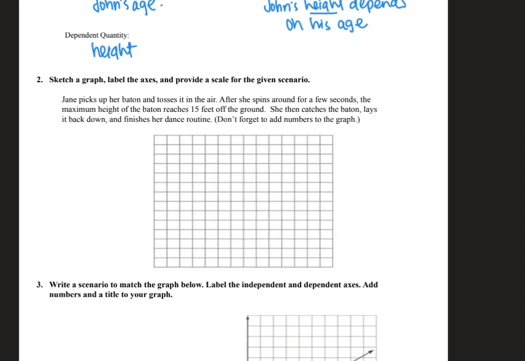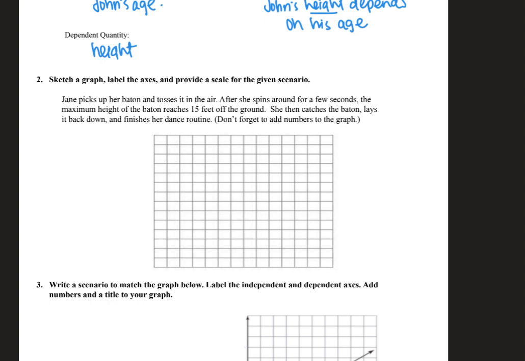All right, number 2, it says sketch a graph, label the axes, and provide a scale for the given scenario. So Jane picks up her baton and tosses it in the air. After she spins around for a few seconds, the maximum height of the baton reaches 15 feet off the ground. She then catches the baton, lays it back down, and finishes her dance routine. Don't forget to add numbers to the graph.